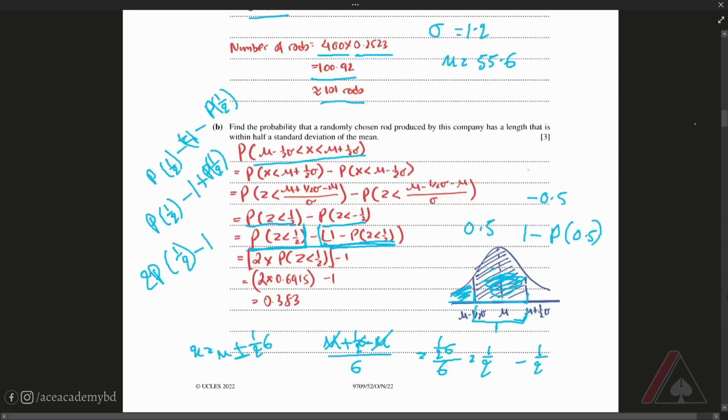Now we look for the value of 0.5 or half in the statistical table, and we get 0.6915. So this thing becomes 0.6915, and we put that in the equation. 2 into 0.6915 minus 1, and you get the probability of the rods being between less than half standard deviation from mean and more than half standard deviation from mean. And this will be your answer.